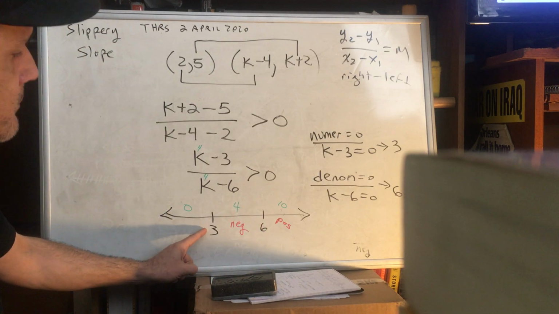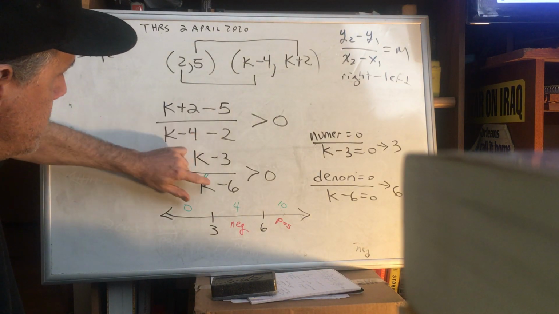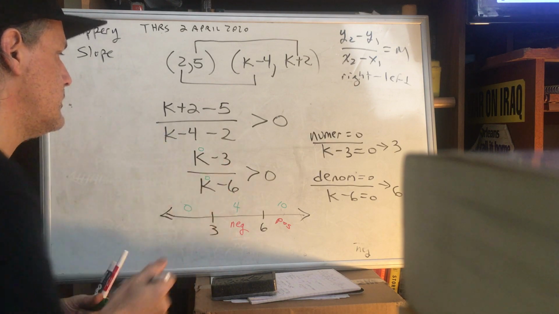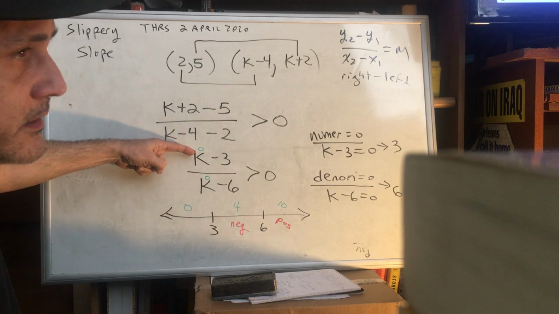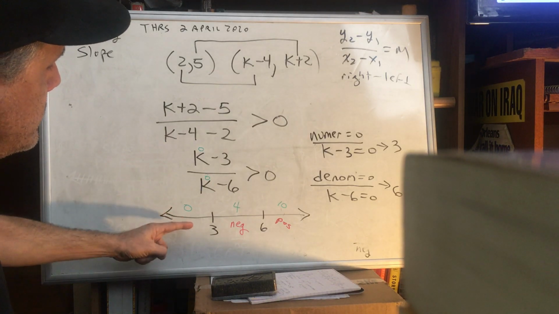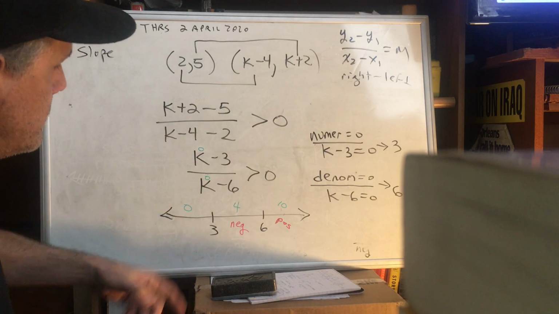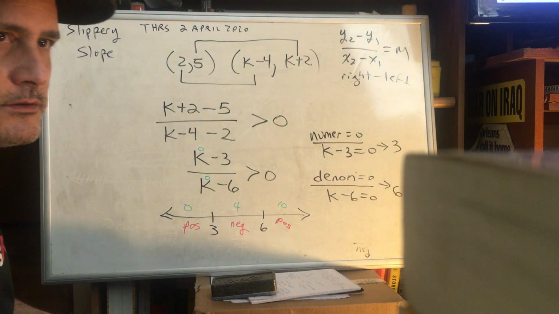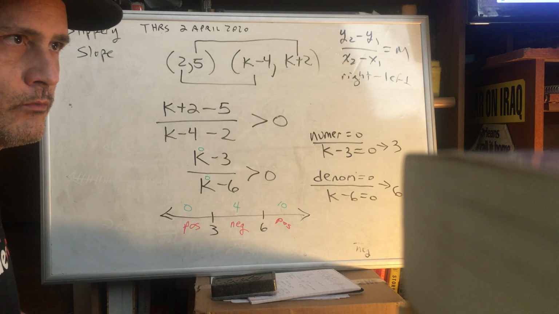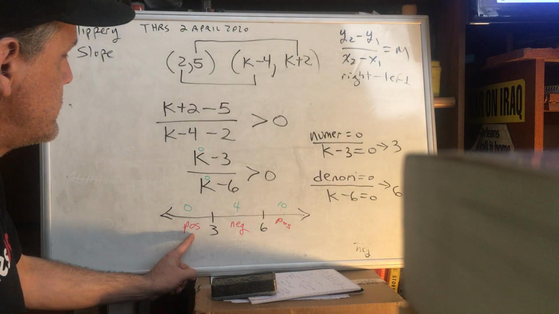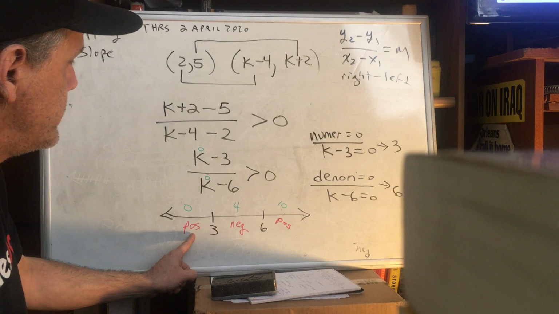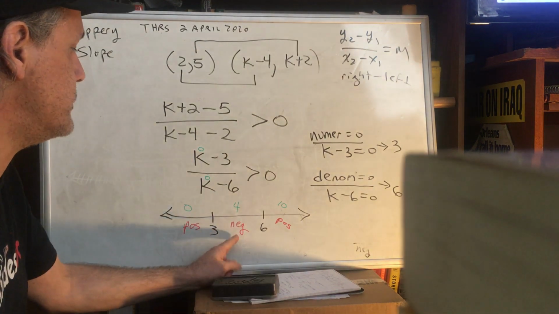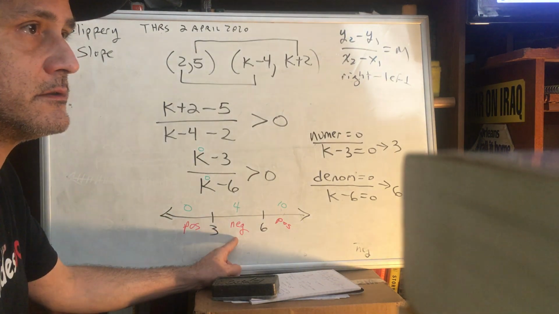Okay, and what about in the interval less than 3? We can go ahead and replace the k with a 0. 0 minus 3 is negative. 0 minus 6 is negative. So we're going to get a negative divided by a negative over here, and so this means it's positive. So it's basically the same thing, just in a different way. And so notice we get positive slopes in the same region, less than 3 and greater than 6. And we get negative slopes in the same region, greater than 3 and less than 6.